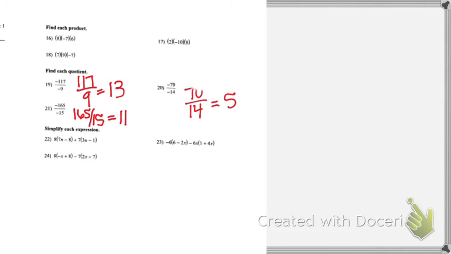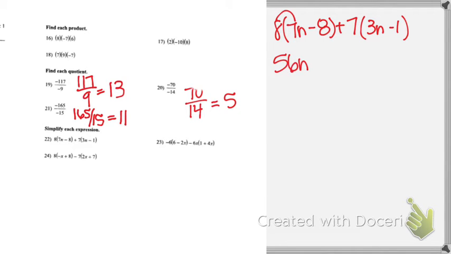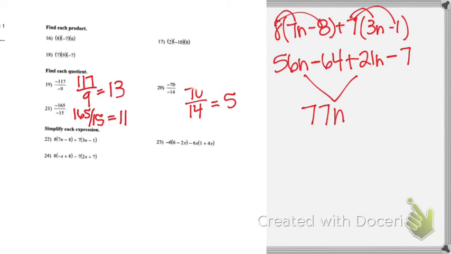All right, on 22, we have 8 times 7n minus 8 plus 7 times 3n minus 1. So here we distribute. So 8 times 7n is 56n. 8 times negative 8 is negative 64 plus 21n minus 7. We combine like terms and we get 77n minus 71 for number 22.